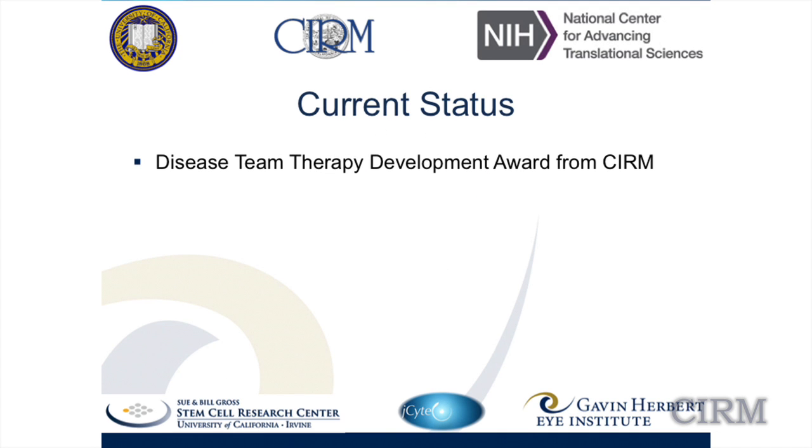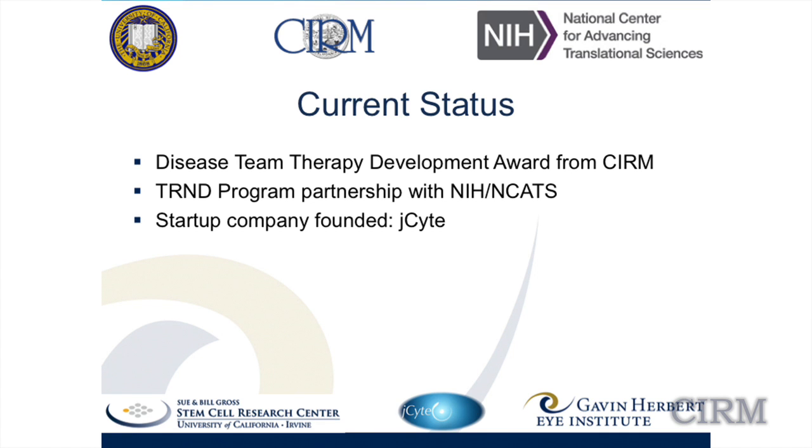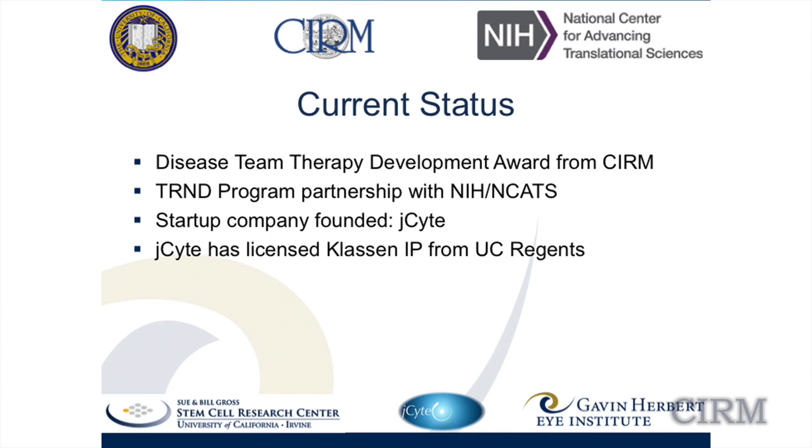So here's our current status. We have a disease team therapy award from CIRM, which has made this all possible. We're about halfway through that. So the midpoint is our application to the FDA, which we're working on. We've also partnered with the TREND program from NIH that supports efforts to bring therapies forward for orphan diseases, and this is the first time they've adopted a stem cell project. There's a startup company, as I mentioned at the beginning, called jCyte, and that's there to develop this from a commercial standpoint. And jCyte so far has licensed the patent from the UC Regents.